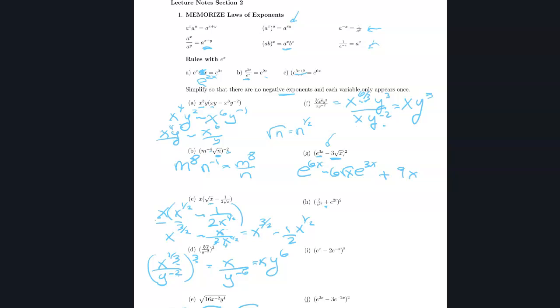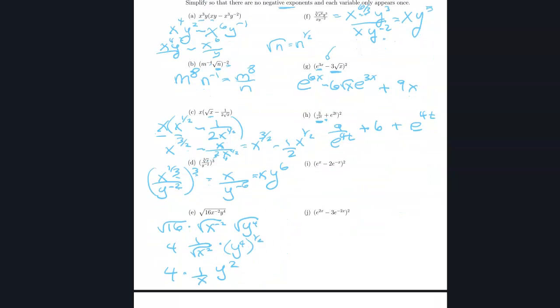Again, this is foiling it out, so let's do it slowly. This term squared gives me 9 over e to the 4t. This times 2 will give me plus 6, and the e to the 2t's cancel. And then plus e to the 2t squared is e to the 4t.